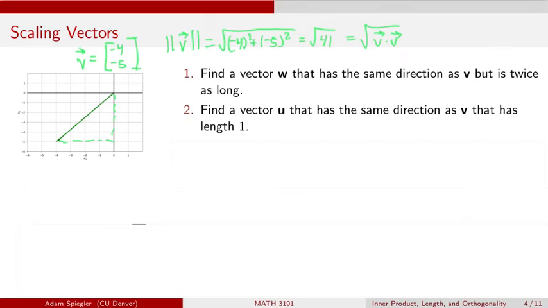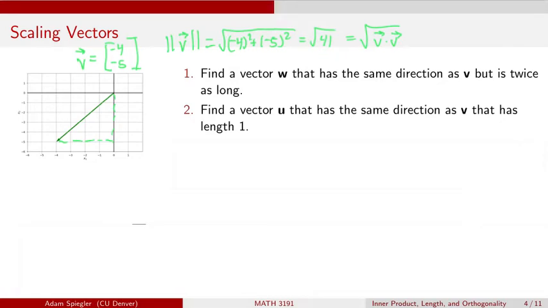All right, hi everyone. So in this video, we are going to continue working with magnitudes of vectors and inner products. One common thing that we may want to do is, given a certain vector like this vector v that we've sketched below, where v is the column vector (-4, -5), and recall we've calculated the magnitude of this vector, which winds up being the square root of 41.